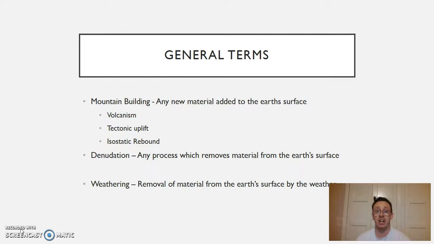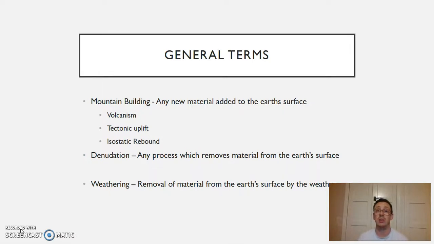Now, there are three main ways that this can happen. We could be talking about volcanism, so literally layers of ash and lava being added onto the Earth's surface and building up in that way. We could be talking about tectonic uplift in general. If we think about the situation in the Himalayas right now, the Indian subcontinent is very slowly bulldozing its way into the Eurasian continent from the south, building up the Himalayas as it goes. Another one that we could introduce at this stage is something called isostatic rebound.